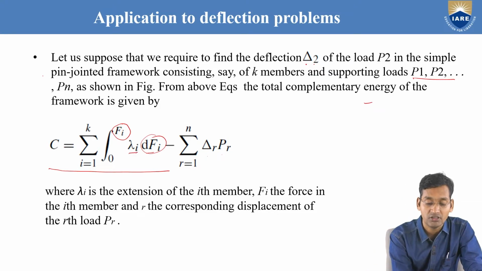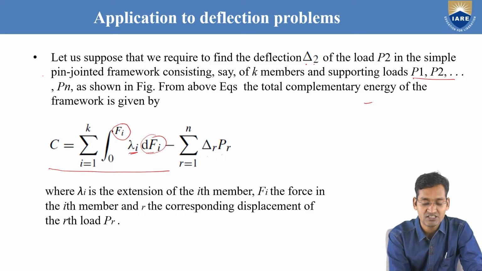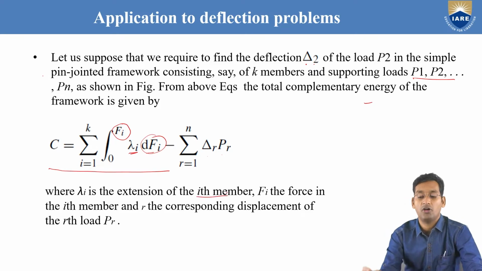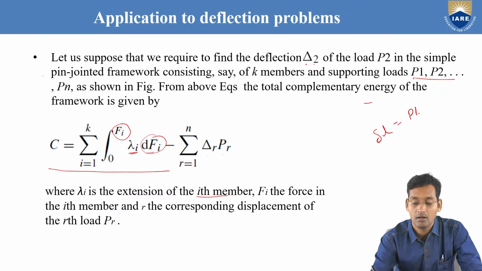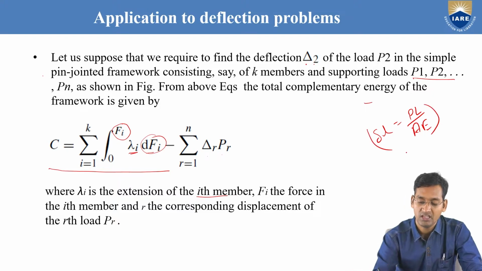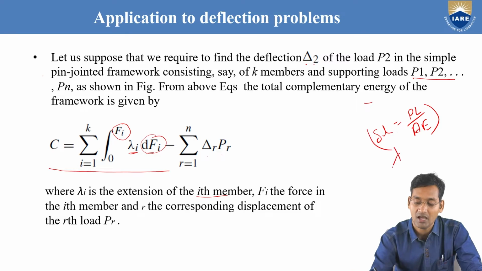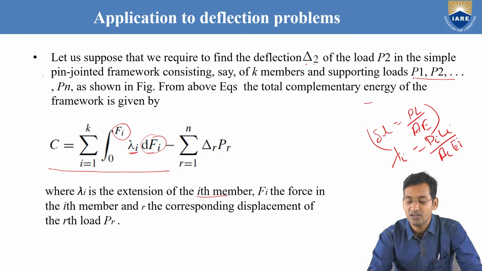Now here, what is lambda i? Lambda i is the extension of the ith member. We already found that we use the formula delta L, that is strain, equals PL upon AE. By this same formula, here is the lambda. So lambda i we can write as Pi Li by Ai Ei. If the same material is there, then Ei will be constant, so no need to write Ei. If all the members have the same cross-sectional area, then simply Ai becomes A, and we can take it for all.